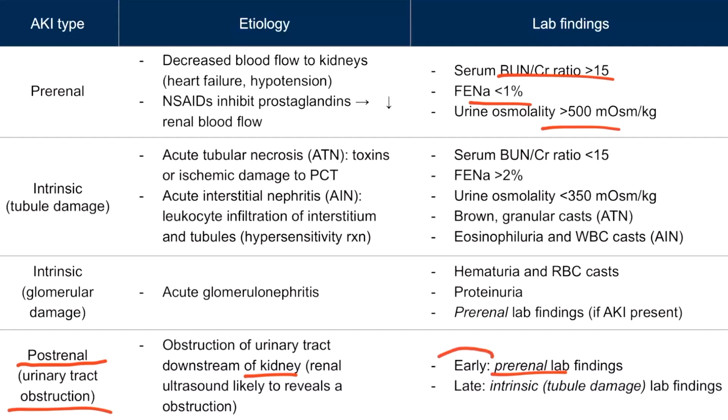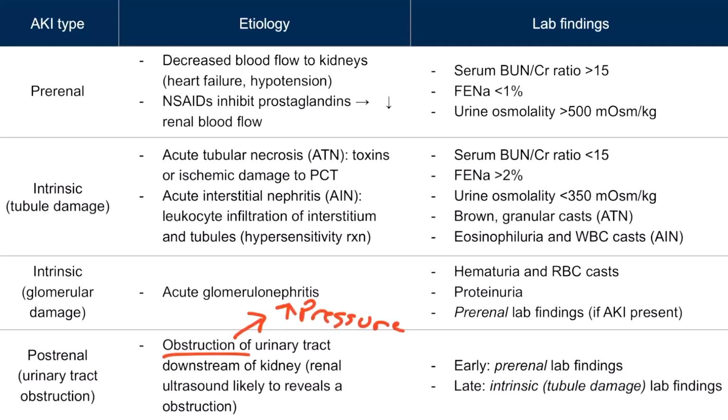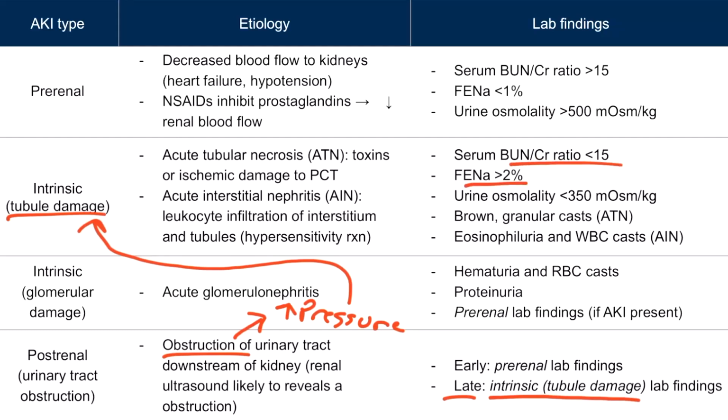And again, that's early. If the patient's condition isn't treated, then the high pressure in the renal tubules, because of that obstruction causing backed up pressure, will eventually damage the tubules. So the lab findings later in this disease will resemble those of intrinsic tubular damage injuries. So fractional excretion of sodium will be greater than 2%, BUN to creatinine ratio is less than 15, and urine osmolality is less than 350, indicating dilute urine, or you could say that the nephron is unable to concentrate the urine.